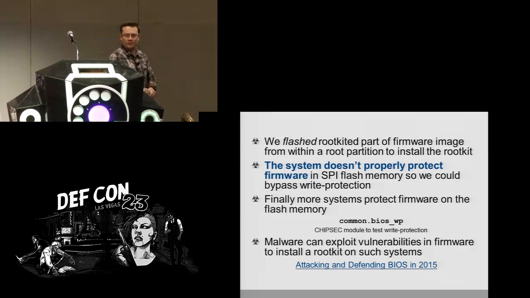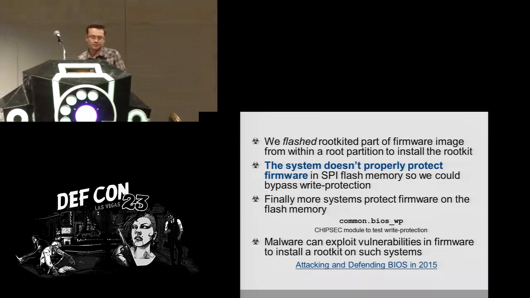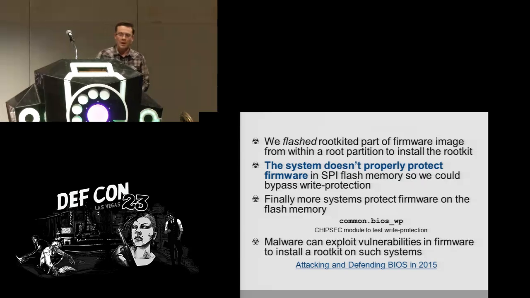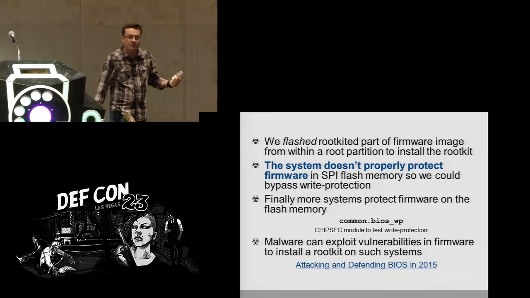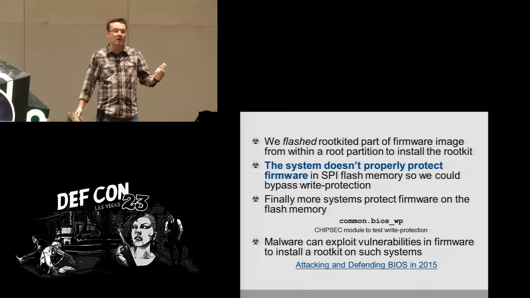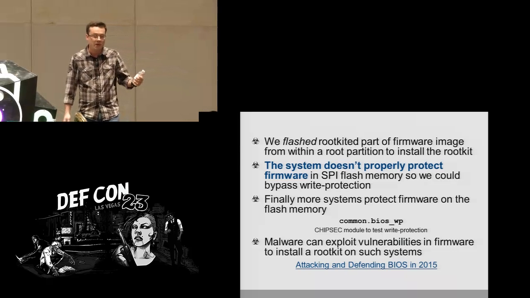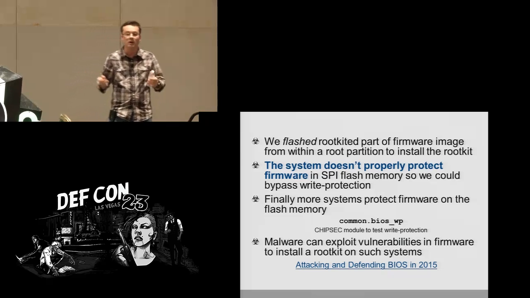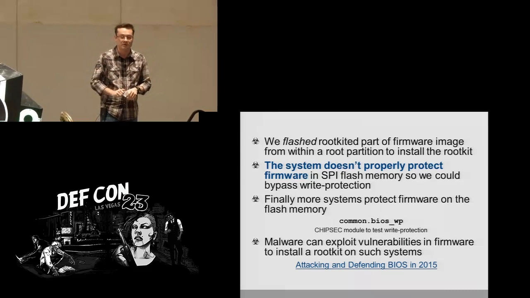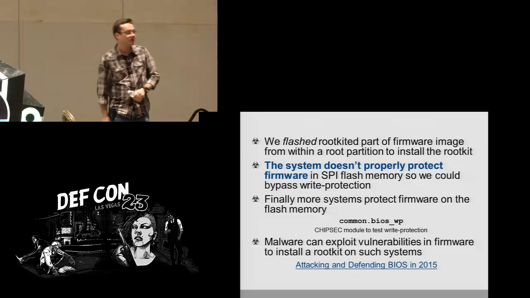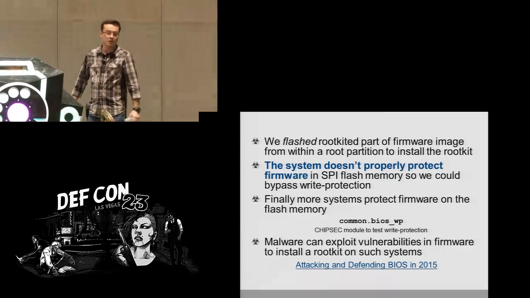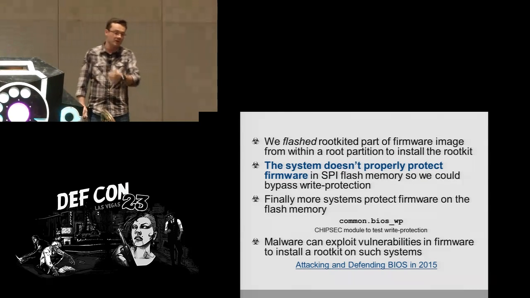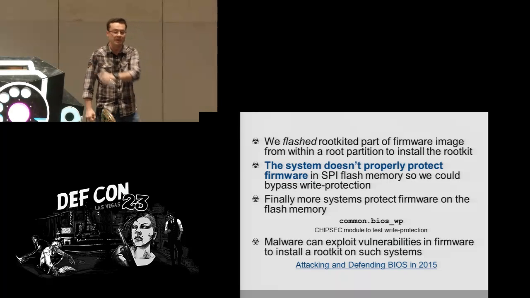So we flashed the rootkit directly into the firmware image from within the root partition, and this is because the system didn't properly protect the firmware. But more systems started doing those basic protections, like enabling write protection of the firmware in the SPI flash. You can test with ChipSec with that specific module common.bios_WP. By the way, you have ChipSec on all the DEFCON CDs, thanks to the DEFCON team and Lost especially for that. So you can grab ChipSec out of there and test if your system is rootkitable like that.